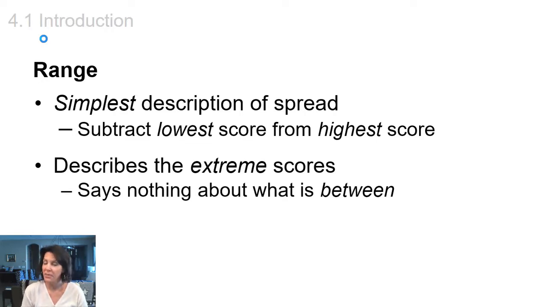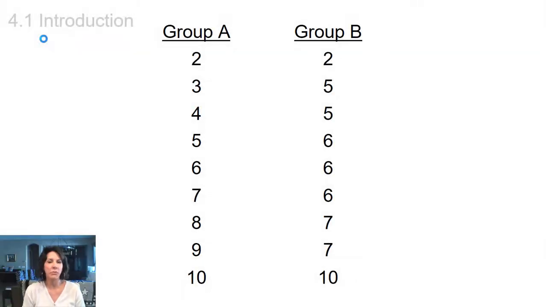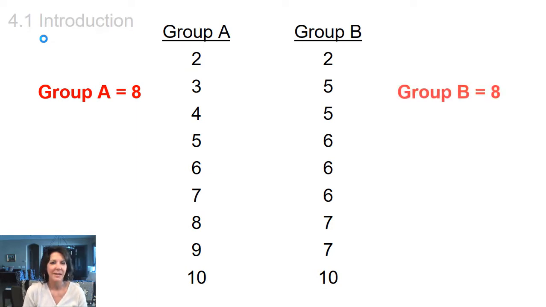So it's simple, which is a benefit of this measure of dispersion, but it lacks some of the information it could provide. Let's take a look. We have two different groups of scores here, Group A and Group B. You can see very easily that they both have the same range. For Group A, the range is 8. How did I get that? I took the highest score value of 10, minus the lowest score value of 2, and came up with 8. But lo and behold, the same is true for B.